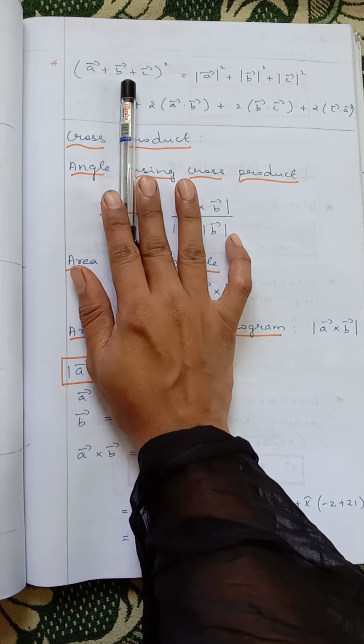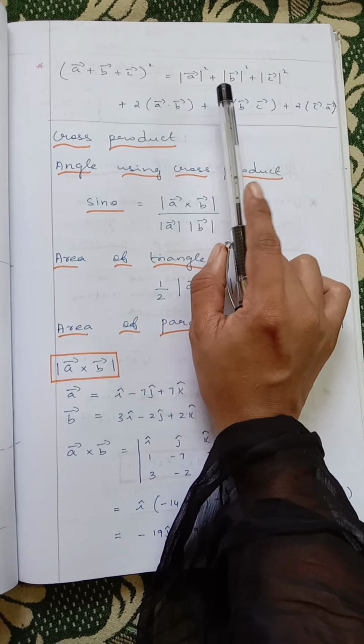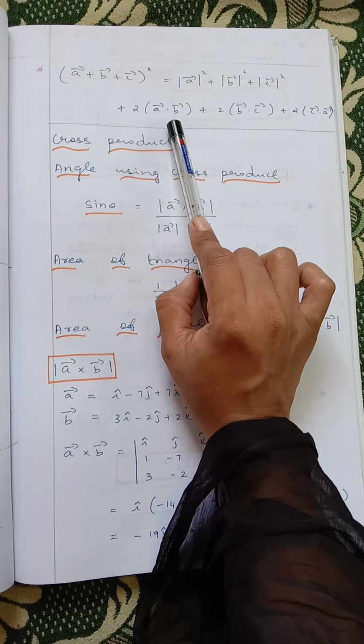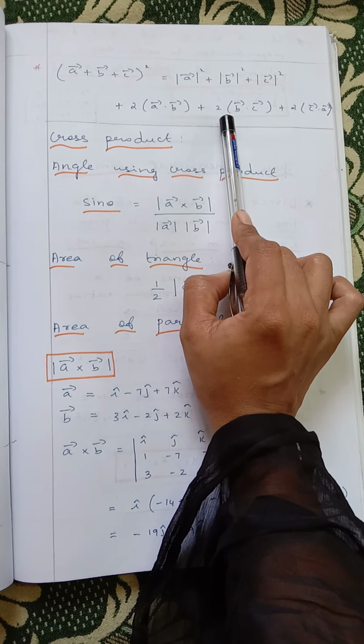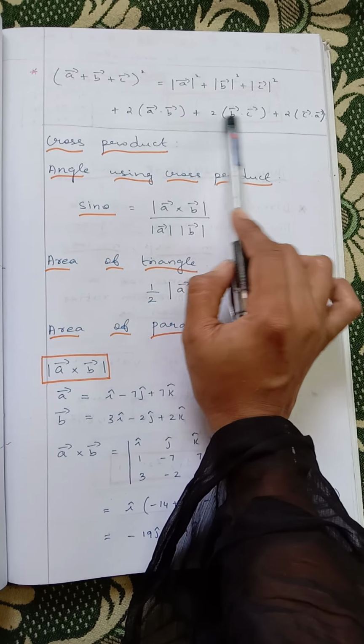Okay, the next one, you will use this formula in certain sums, right? a vector plus b vector plus c vector, the whole square, is equal to a vector square plus b vector square plus c vector square plus 2 times a dot b plus 2 times b dot c plus 2 times c dot a. You can use this formula for any 1 mark question.